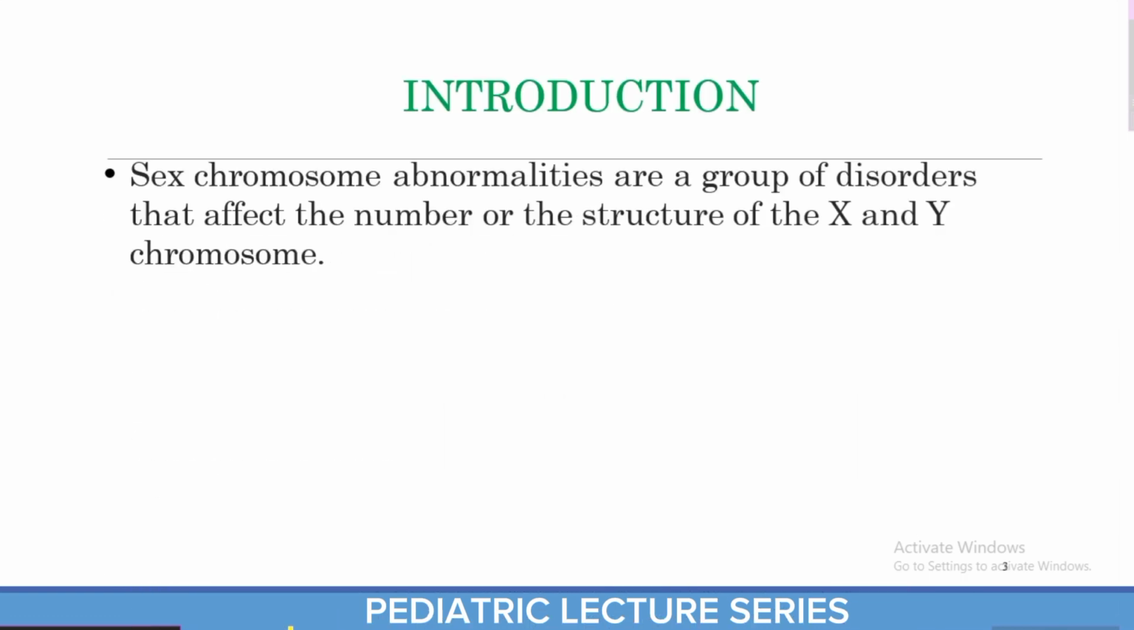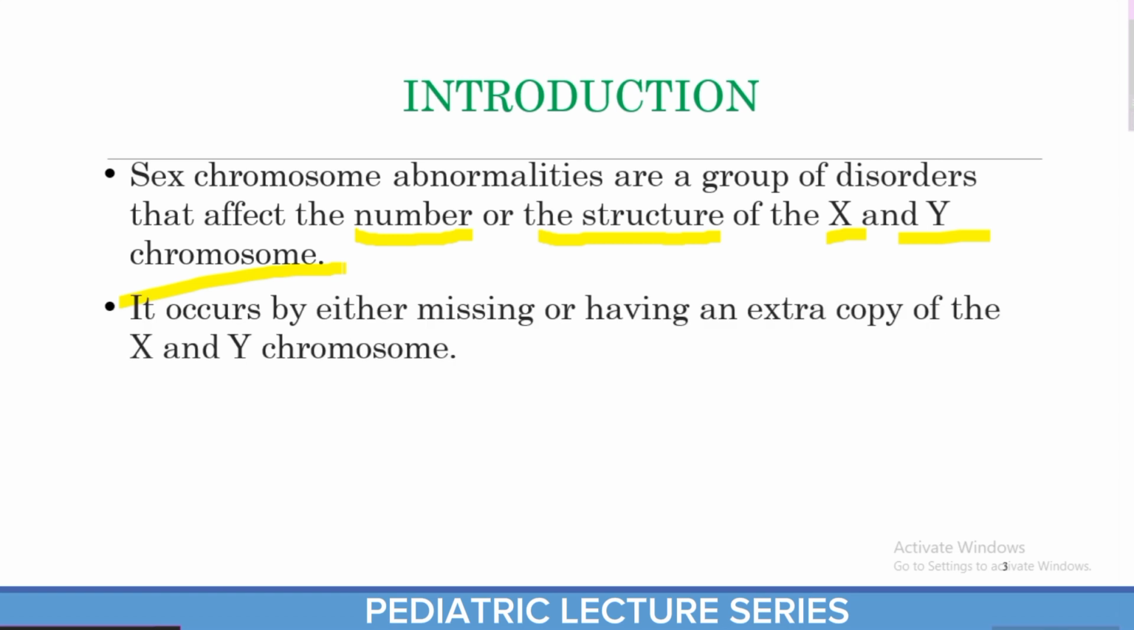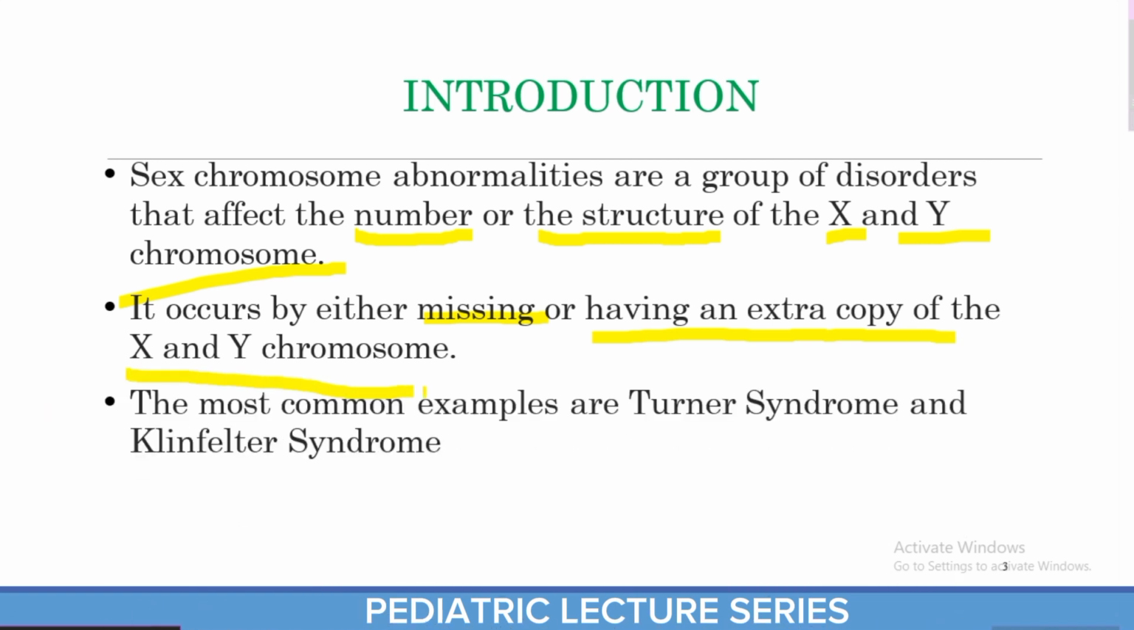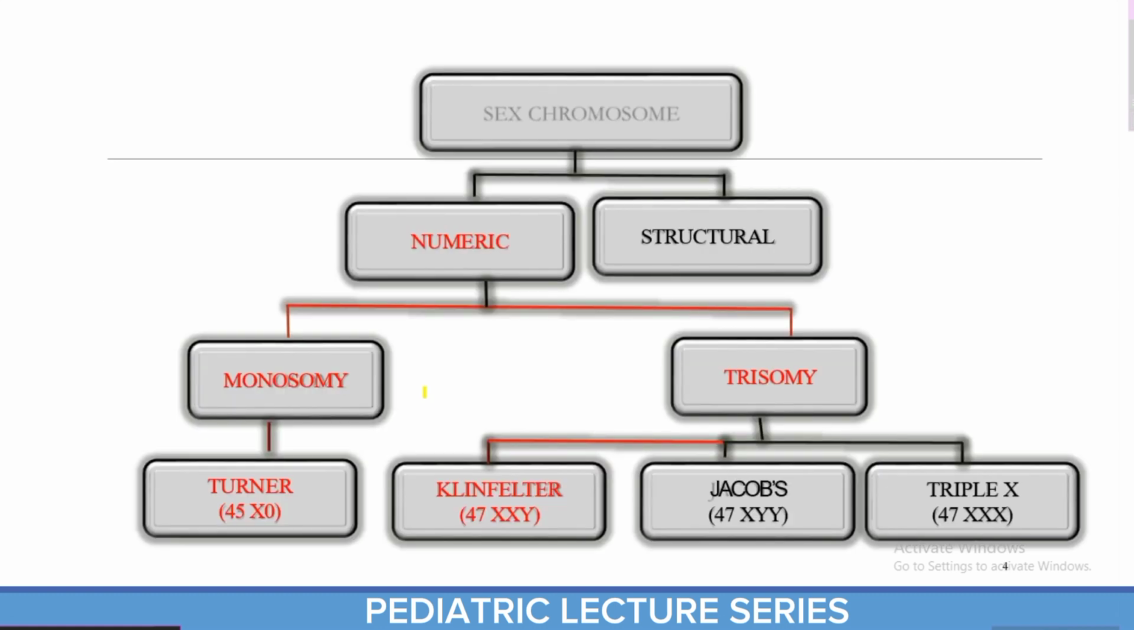Sex chromosome abnormalities are a group of disorders which affect the number or the structure of X and Y chromosomes. In other words, the abnormalities that affect the sex chromosomes. They occur by either missing or having an extra copy of the X and Y chromosomes. The most common examples are Turner syndrome and Klinefelter syndrome.